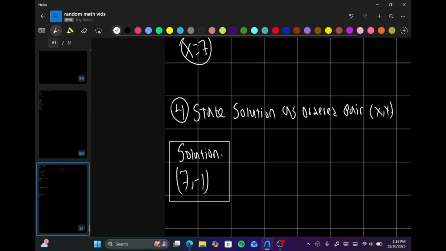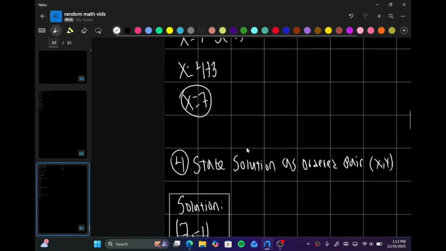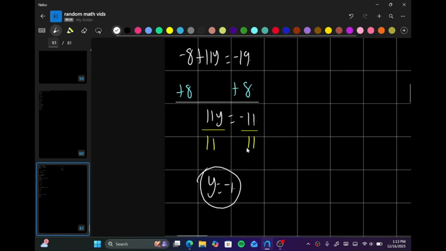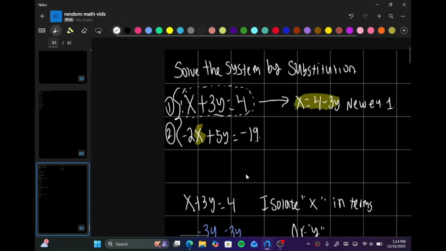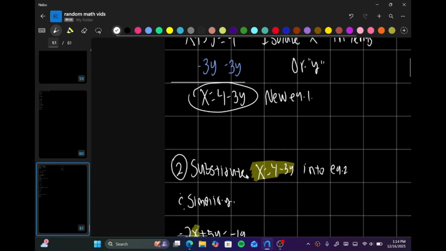If y'all want to see how this is, let's look at Desmos right quick. Give me a second, guys. As y'all can see, this is going to be the solution here, which is the intersection between x plus 3y equals 4 and -2x plus 5y equals -19. So that is how we know that this ordered pair is a solution.